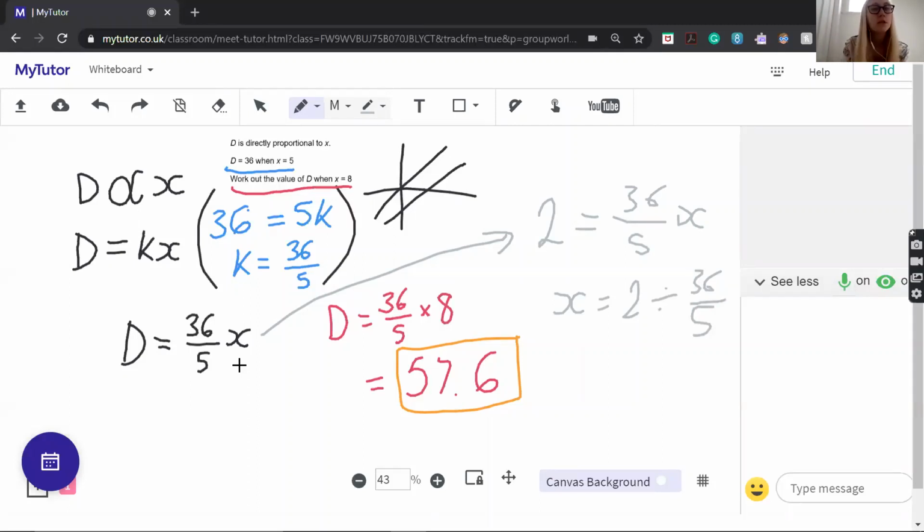Someone else said, won't the examiners get confused if you throw in a random letter? No, the examiners, this is the method. The examiners know what you're doing, I promise. If you put d equals kx, even if you put d equals fx, d equals zx, they know what you're doing. They know that you're just trying to find that constant of proportionality. Horrible long word, it just means this, what we've called k, what we multiply x by to get our d.